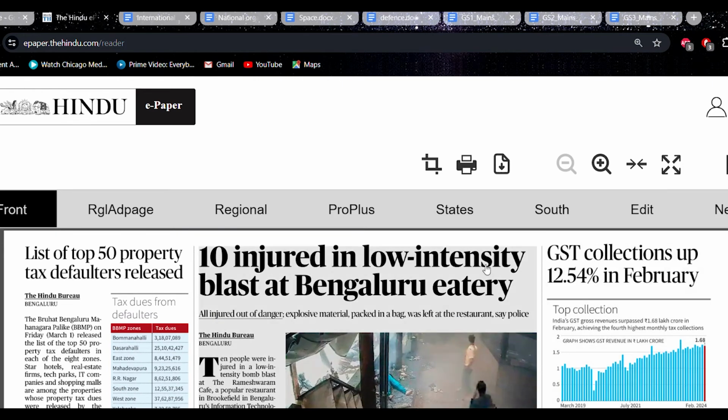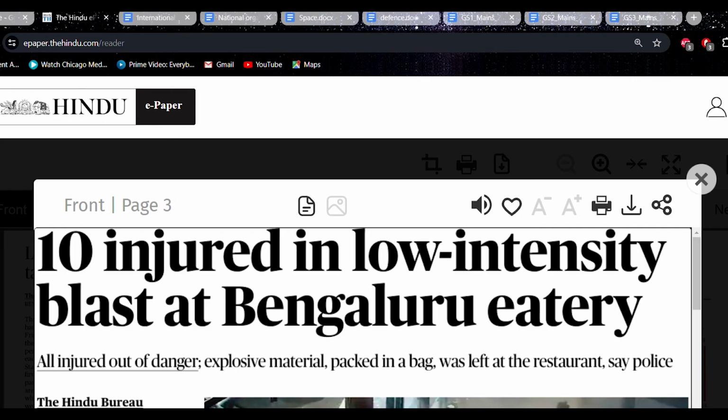So, coming to the news, first is this one. List of top 50 property tax defaulters. See, this is a local news of Bangalore, so not that important from the UPSC exam point of view. Coming to this news, 10 injured in low intensity blast at Bangalore. So just read through this news.